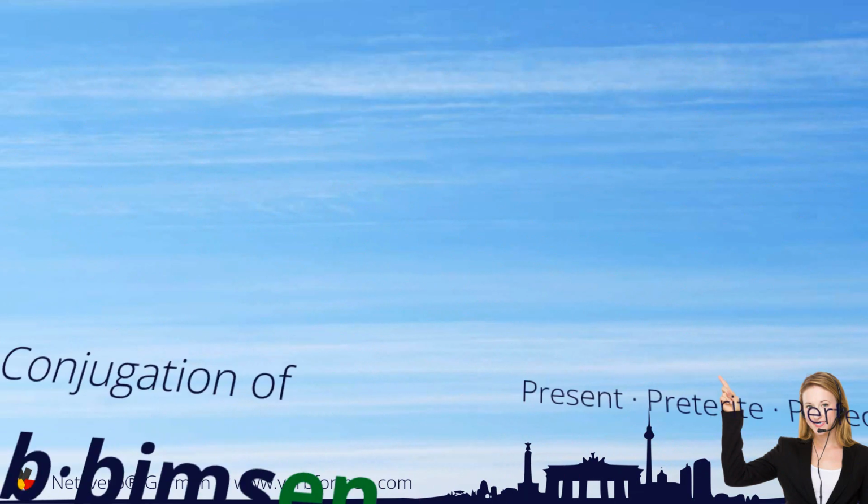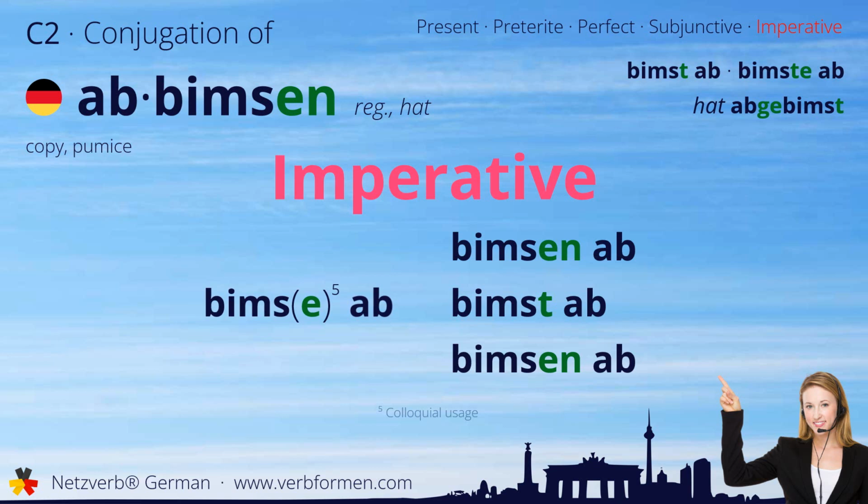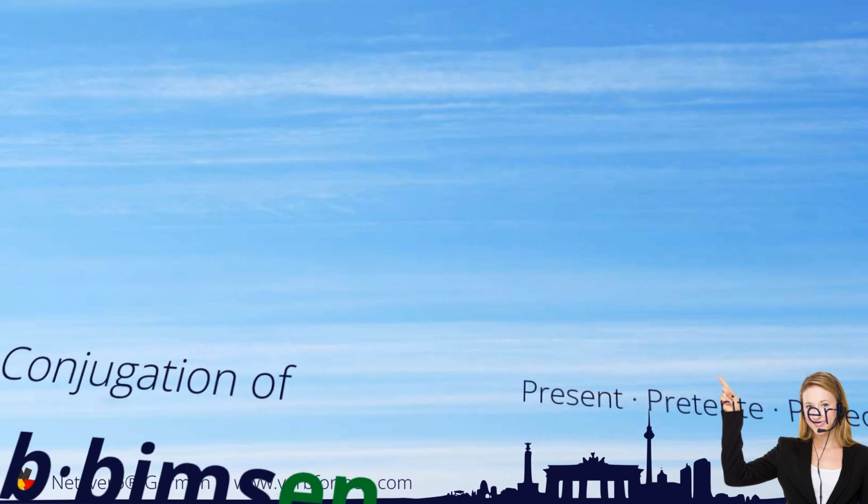And finally, we'll cover the imperative. Bimse ab du. Bimsen ab wir. Bimst ab ihr. Bimsen ab sie. That was our today's learning video about the verb abbimsen.